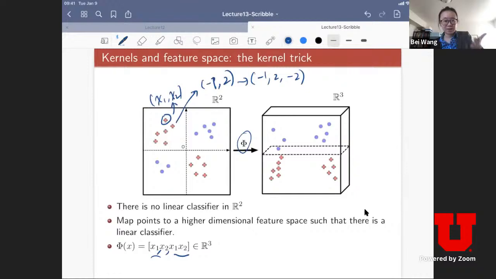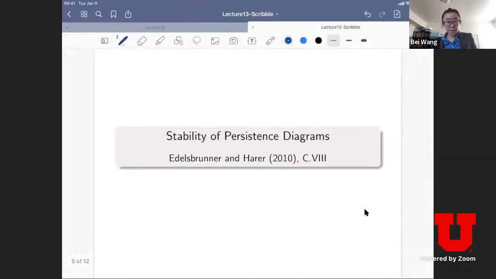OK, that's really what the use of the feature space is. By bringing my data to a higher dimensional space, they become linearly separable. So now I'm going to do a small shift of gear to talk about persistent diagram, then we're going to come back to the kernel method again.